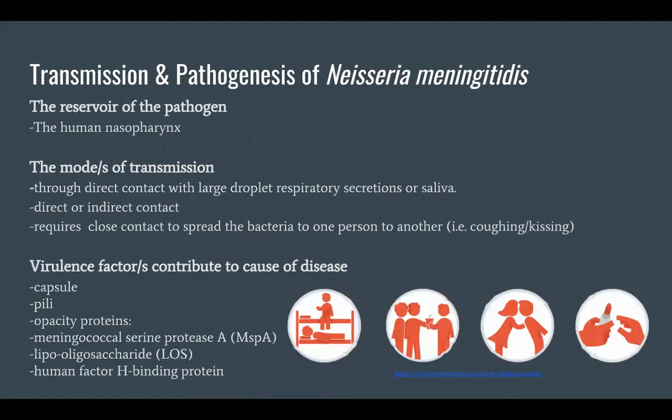Its reservoir is the human nasopharynx. The mode of transmission is direct contact with respiratory secretions or saliva, so close contact is required, like coughing or kissing. Virulence factors include the capsule, pili, LOS, and human factor H binding proteins. A lot of them have to do with adhesion, which is a big part of their role in why it's pathogenic.